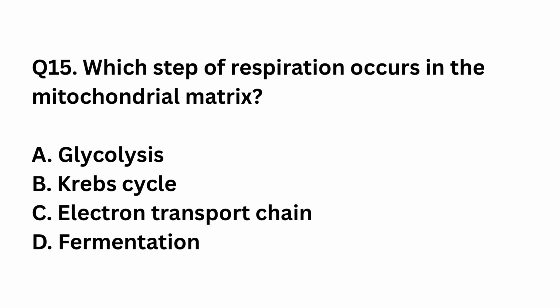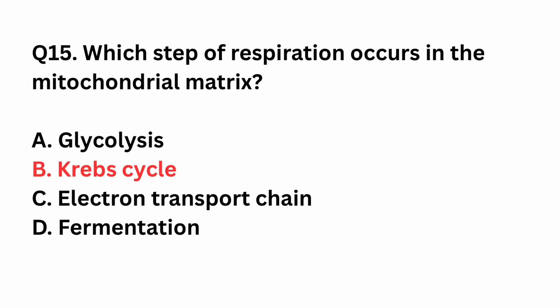Glycolysis, Krebs cycle, electron transport chain, fermentation. The right answer is option B. Krebs cycle takes place in the mitochondrial matrix. Glycolysis occurs in the cytoplasm and electron transport chain is located on the inner mitochondrial membrane.